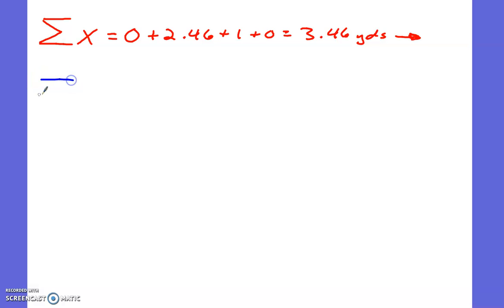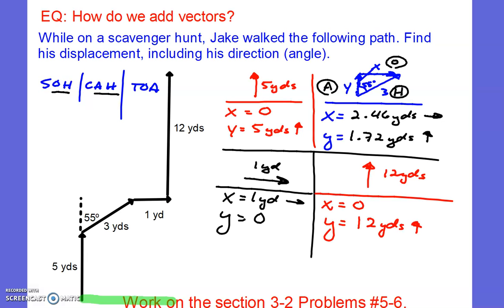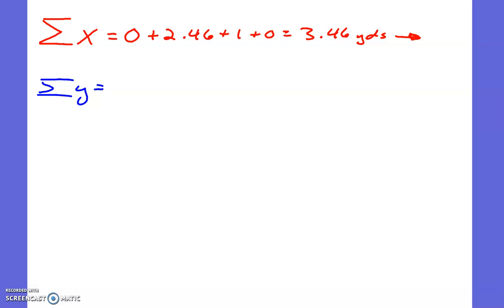And now we're going to do the same thing with the y components, the total up and down. So the y components are 5 up, 1.72 up, 0, and 12 up. So again, what we're trying to find is how far north Jake is from where he started. So this part down here is 3.46. Now, how big is this section here? So again, we're going to take 5 plus 1.72 plus 0 plus 12. That comes out to be 18.72.